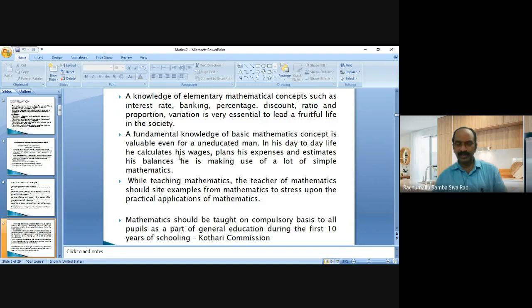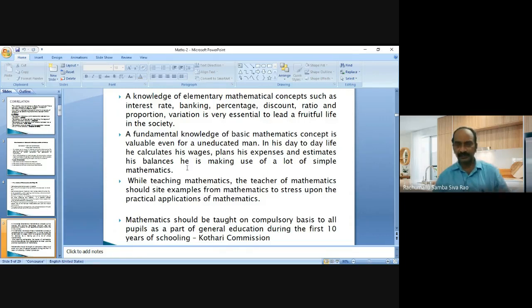For example, a daily laborer is there. He has to calculate how much money he got after completion of the work. For example, per day, the owner assured that he will give 400 rupees for that particular work.